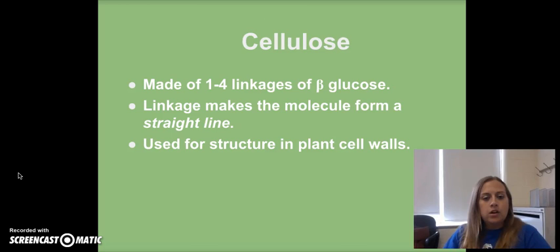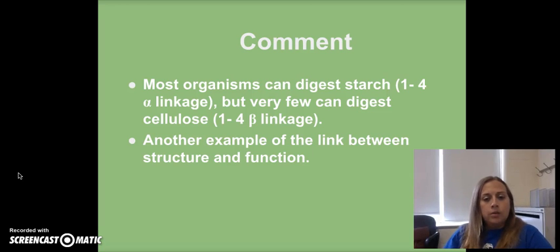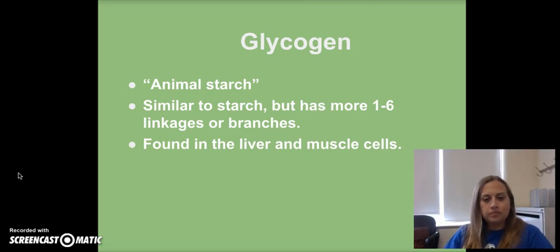Cellulose then is made of 1 to 4 glycosidic linkages of beta glucose. And this type of linkage makes it a straight line. And this is going to be used for structure in plant cell walls. What's kind of interesting is that most organisms can digest starch, but very few can actually digest cellulose. So this is a pretty important example of the link between structure and function.